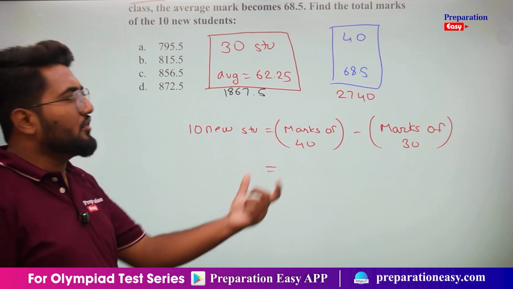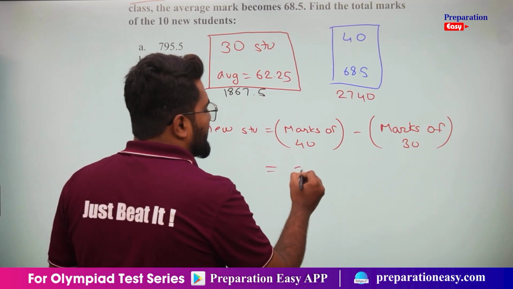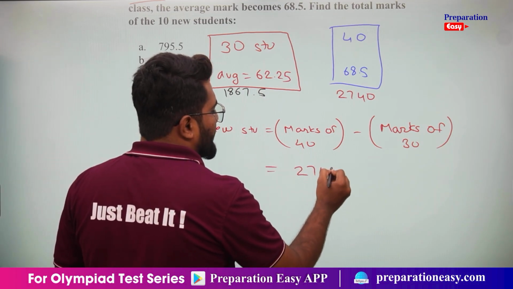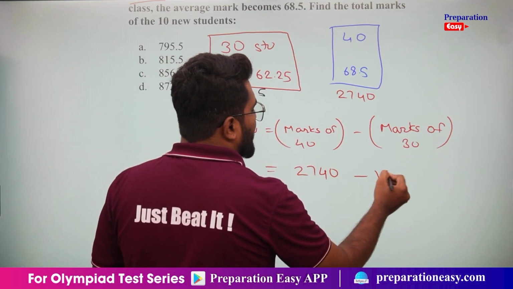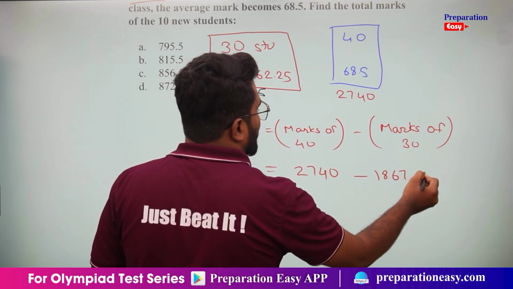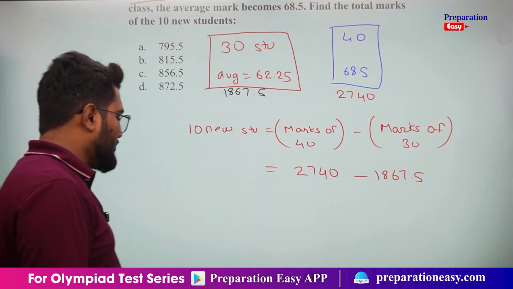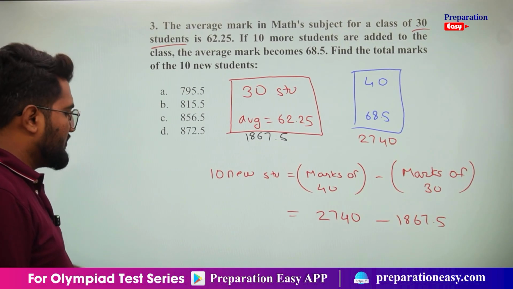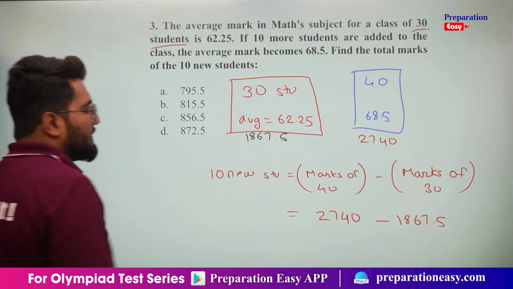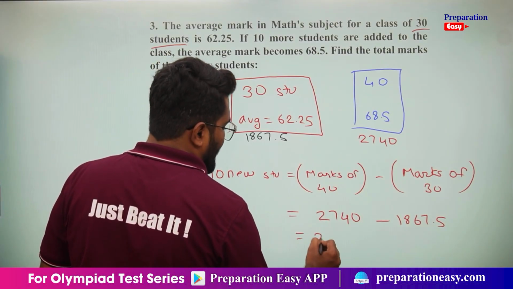What are the marks of 40 students? That is 2740, and the marks of 30 students is 1867.5. So what will be our answer? Our answer will be 872.5.